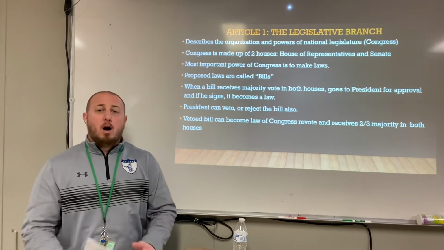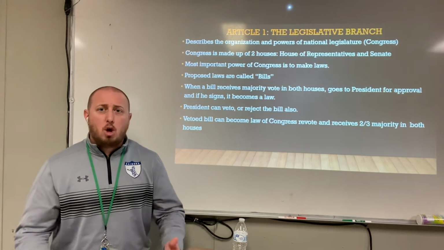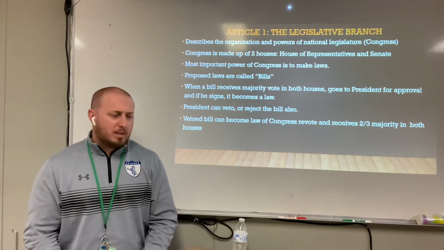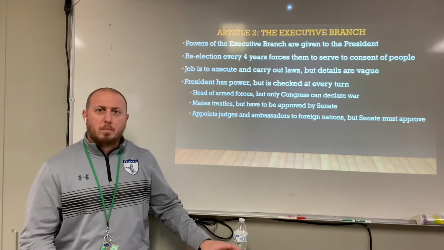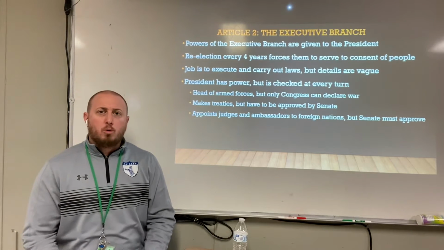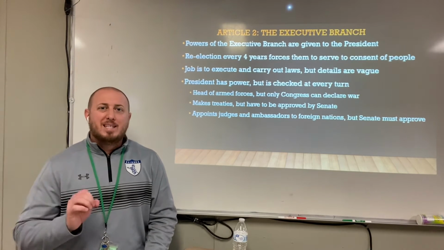But the main job of Congress is to pass laws and to make budgets and things like that, okay? We're going to move on to Article 2. Told you we're going to be quick. Article 2 of the Constitution created the executive branch.